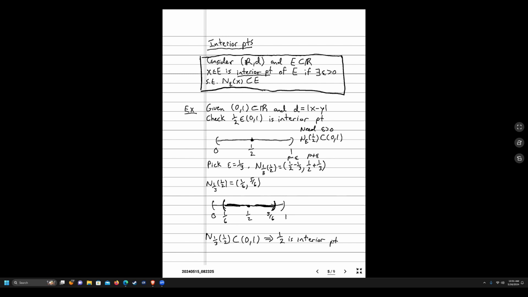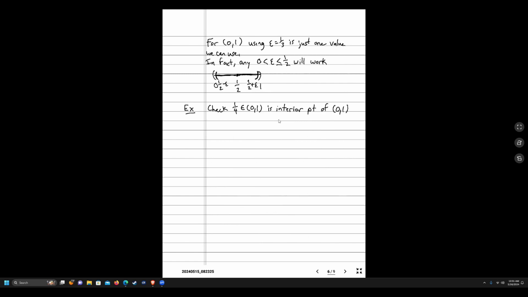I could have used a different value than a third. So for the specific example of 0, 1, epsilon being 1/3 is just one value we can use. In fact, I can use any value epsilon as long as epsilon is between 0 and 1/2, with 1/2 being the biggest, because we're dealing with not including the endpoints anyway. So the biggest open interval subset of 0 to 1 is 0 to 1, and that would be when I use 1/2 for epsilon.